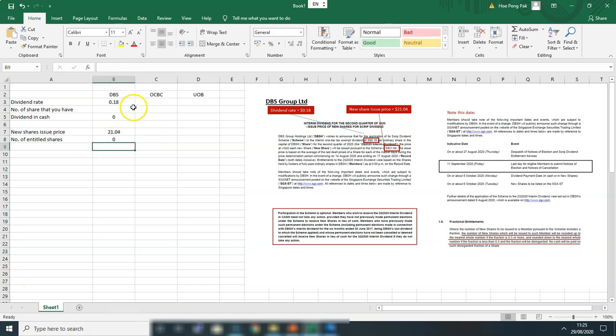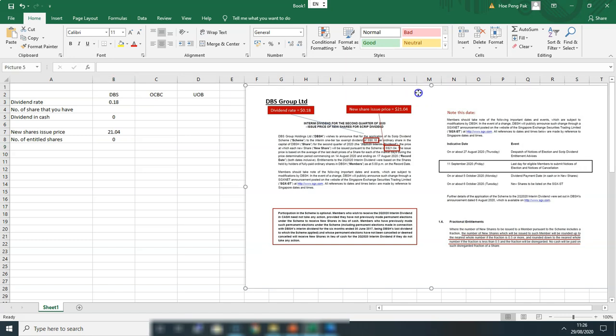Now, all these are 0 because we have not keyed in the number of shares, which we can do later on. Why I use Excel is because it makes our calculation very easy, and we can keep this calculation for other calculations as well. I'm very sure, especially for the banks at this stage, this will not be the last scrip dividend that they offer. Perhaps in the next quarter or next few quarters, they may continue to offer scrip dividends.